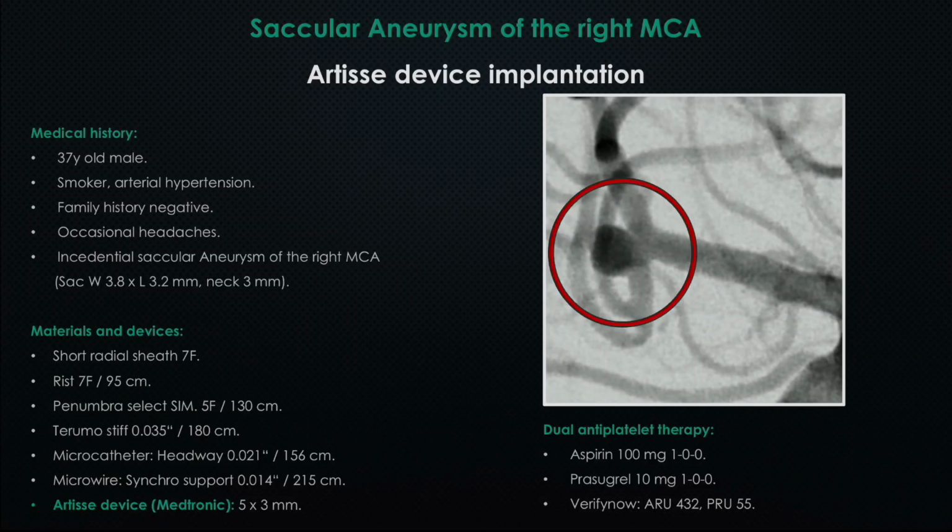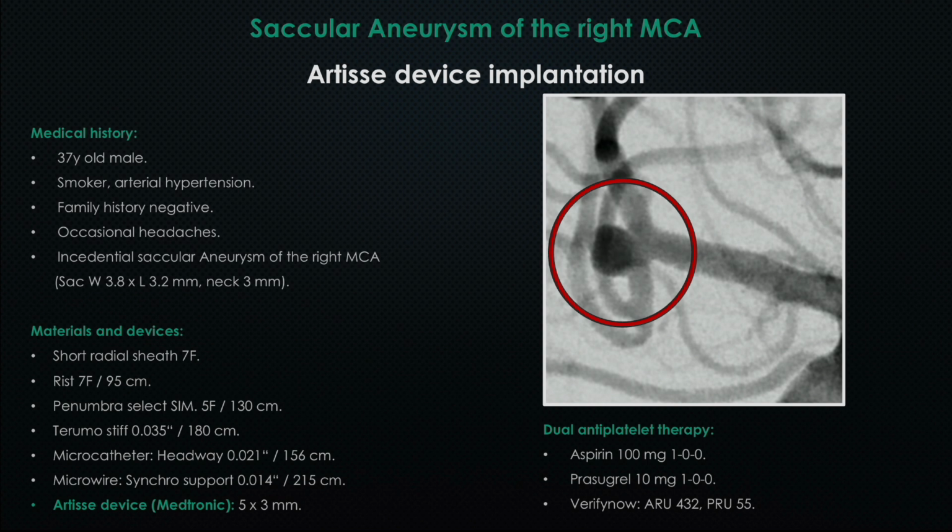Hello, dear colleagues. My name is Al-Muhammad, and today we have a saccular MCA bifurcation aneurysm on the right side, which we've treated through Artisse device implantation. It was a young male patient, 37 years old, smoker, and had an arterial hypertension. He has headache episodes every now and then.